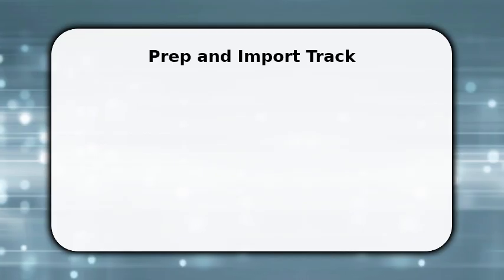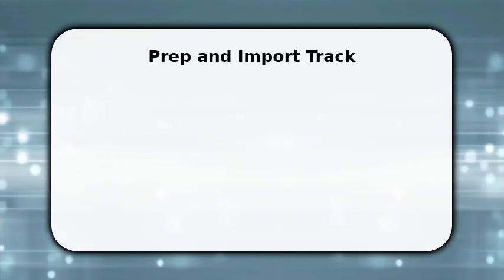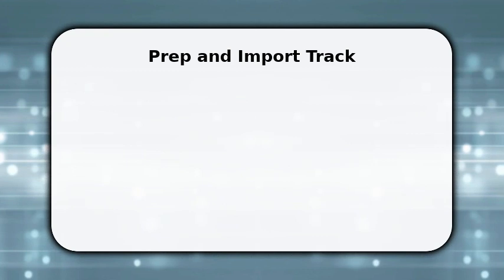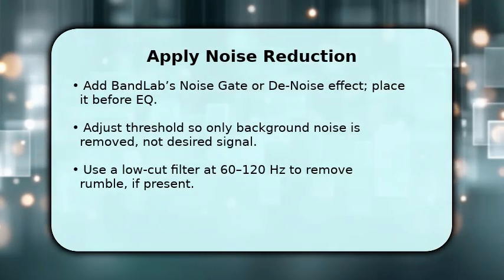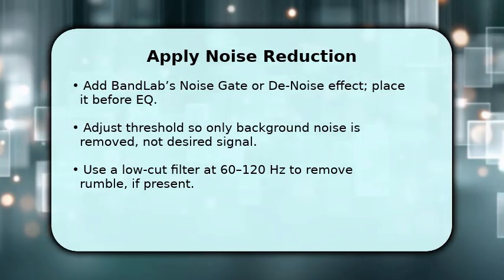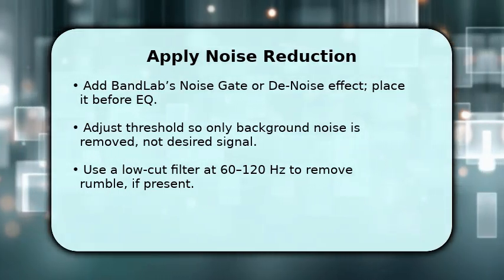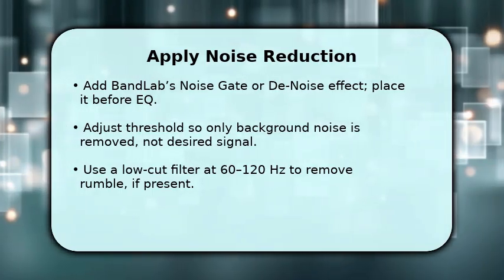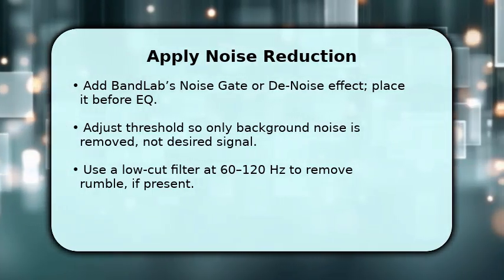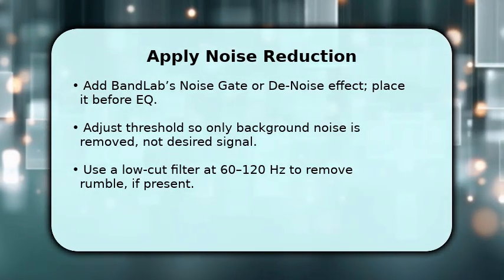Make sure you're on a clean section with no intentional sound to sample background noise. Next, add the noise gate or denoise effect in the effects rack and insert it before any EQ so processing is cleaner. You'll lower the threshold until silence eliminates the background hiss, but keeps voice or instruments intact. Small, incremental moves preserve tone.